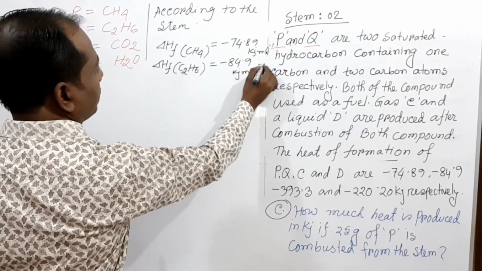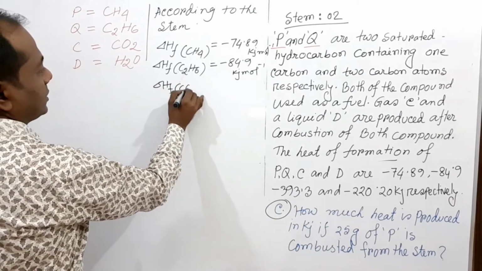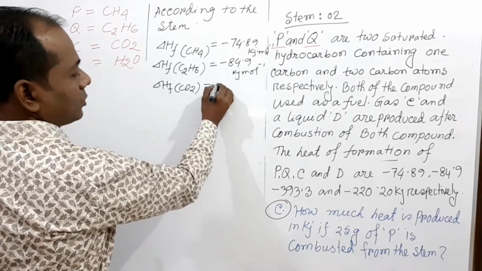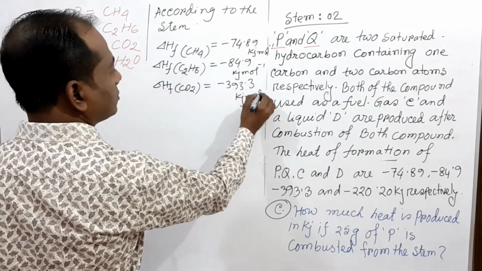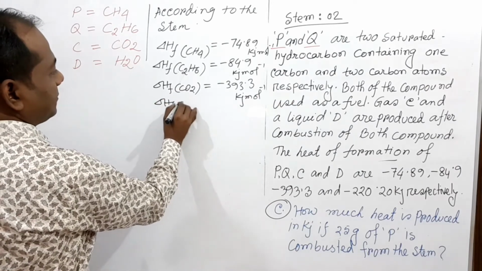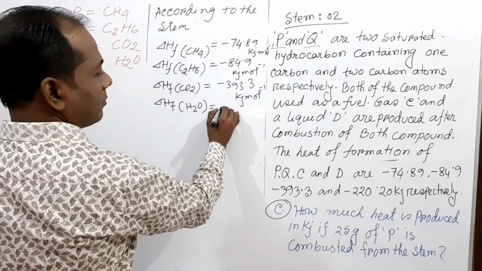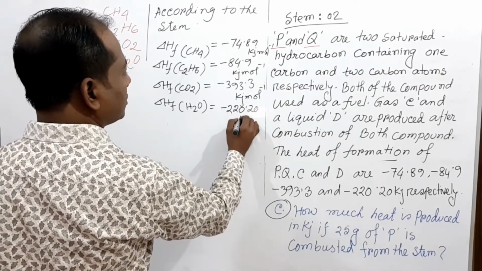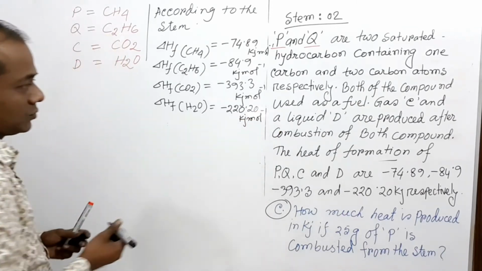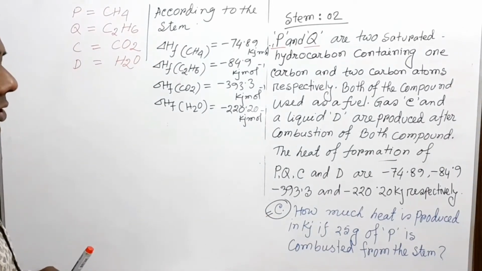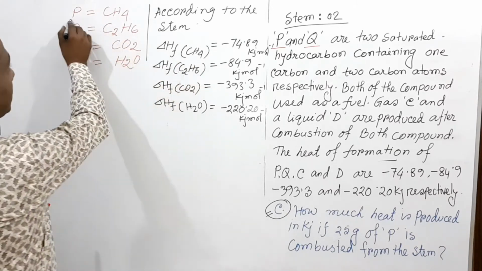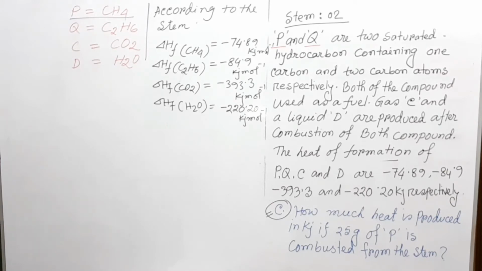ΔHf of CO2 equals minus 393.3 kilojoule per mole, and ΔHf of H2O, this is liquid, is minus 220.20 kilojoule per mole. So our question was how much heat is produced in kilojoule if 25 gram of P, that means CH4, is combusted. Now the answer to the question.